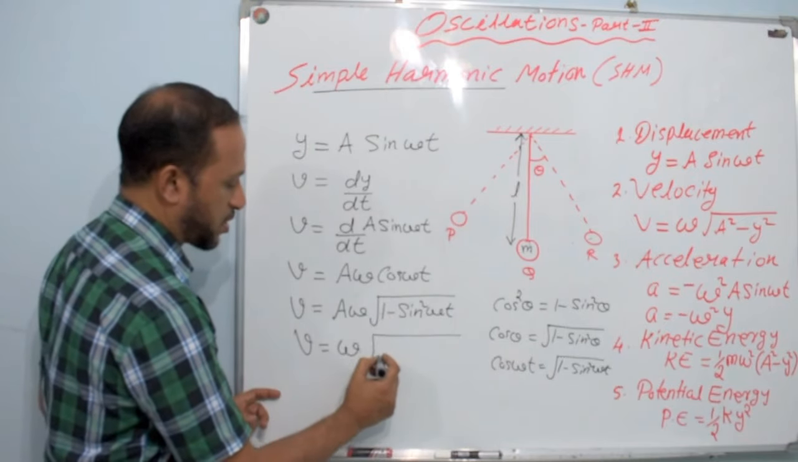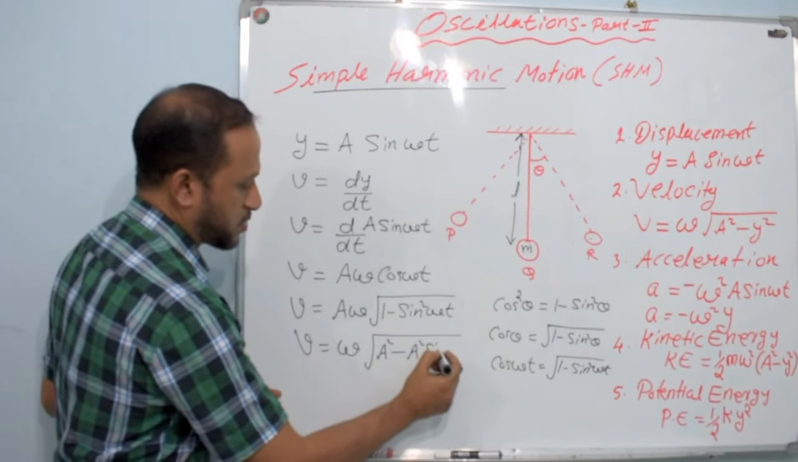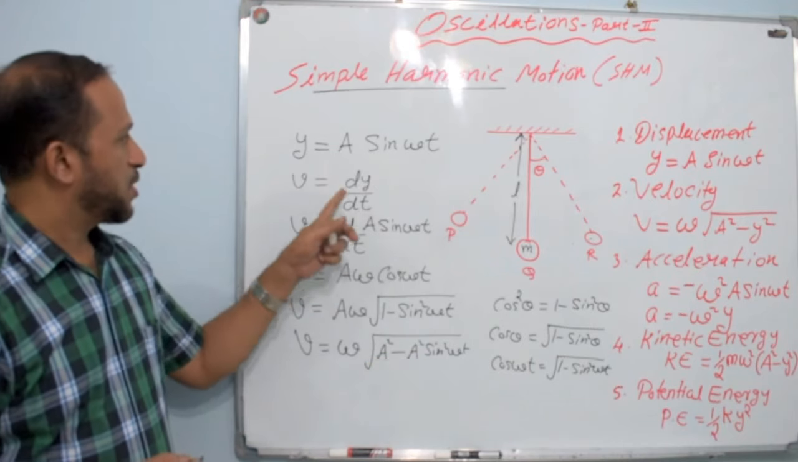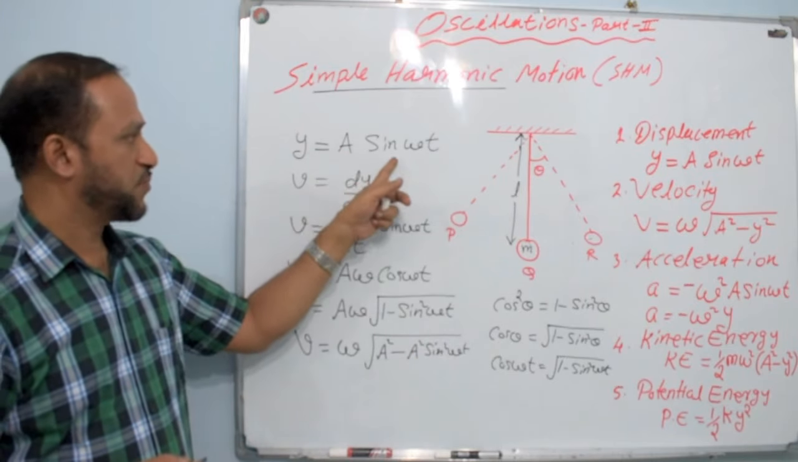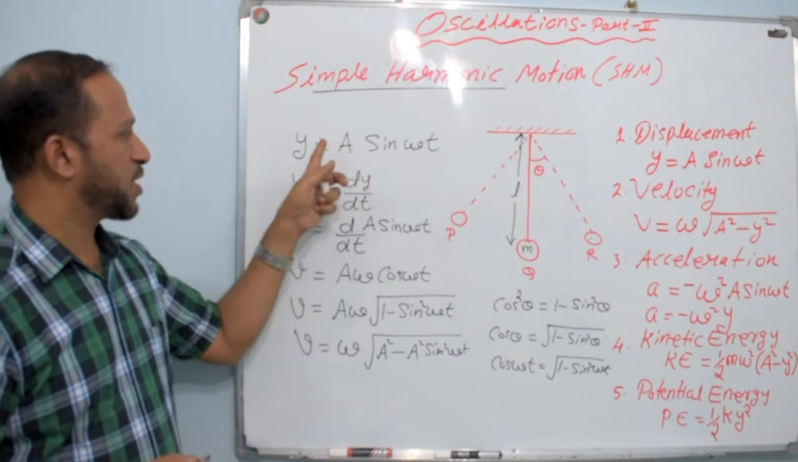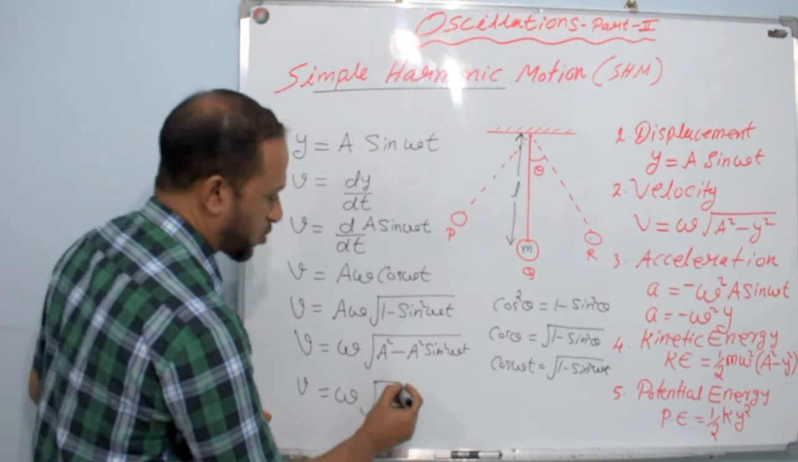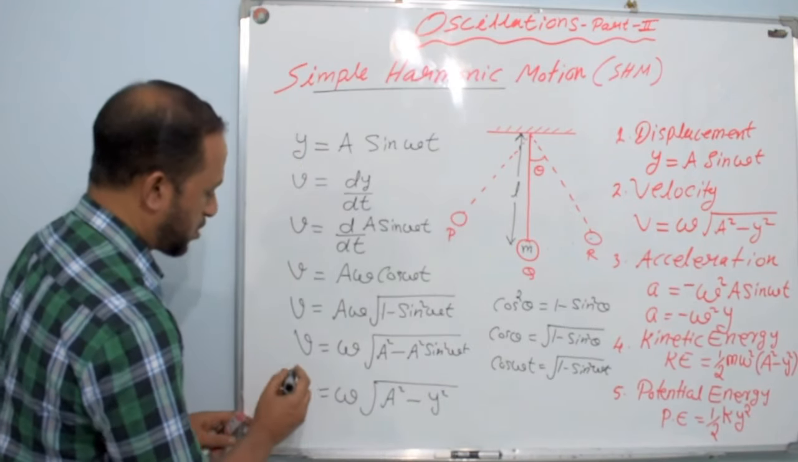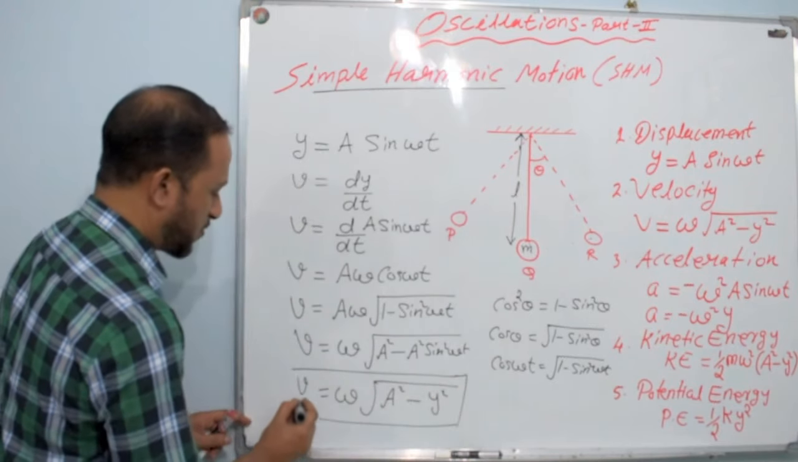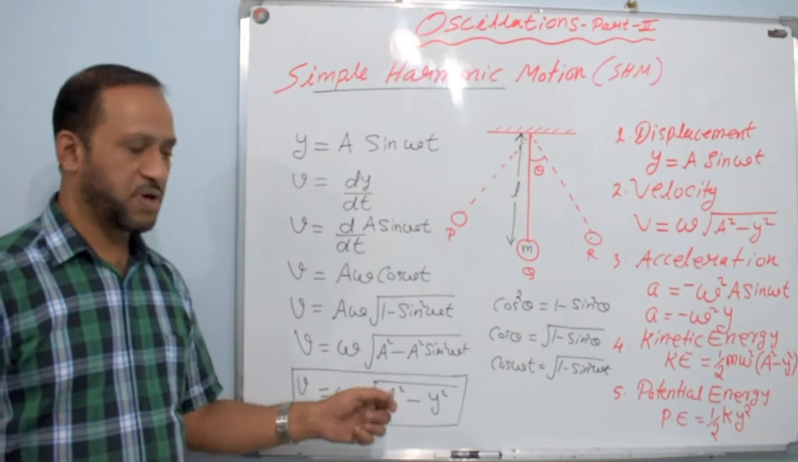So 1 into a square becomes a square, minus a square sine square omega t. Now in this equation we can see a square sine square omega t, but y is equal to a sine omega t. So a square sine square omega t will be equal to y square. That means we can write the equation of velocity as v is equal to omega into square root of a square minus y square. This is the equation for the velocity of a simple harmonic oscillator.